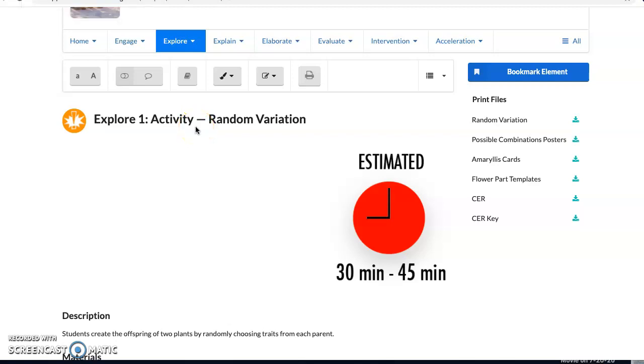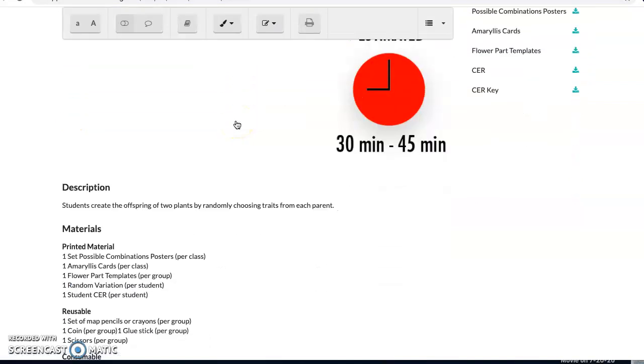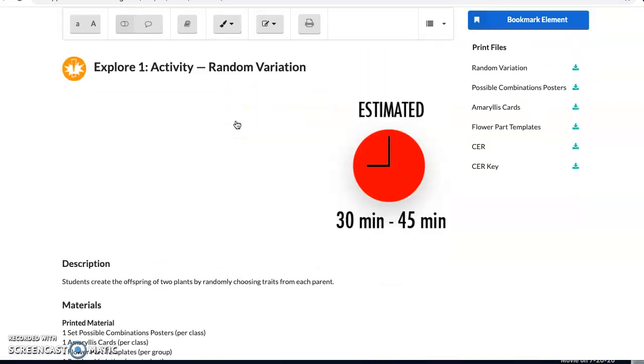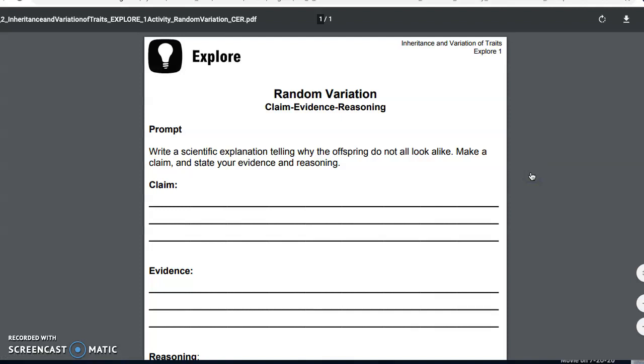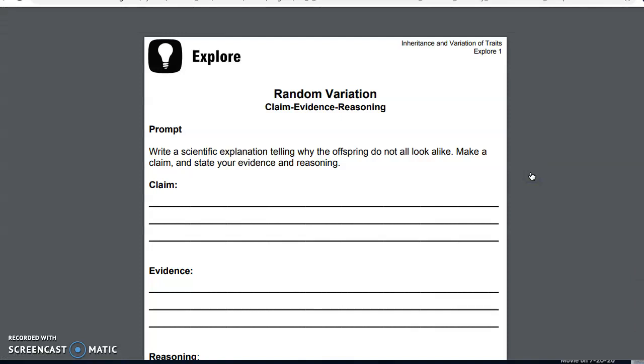So still looking at our Explore activity, random variation. After students complete an Explore activity, there is a CER, claim, evidence, reasoning evaluation that they'll do. And it is a formative evaluation to provide you with information regarding how they are doing about mastery of concepts and skills.